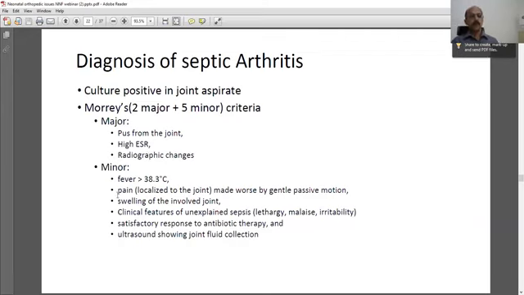Minor findings would be the typical findings of any inflammation and sepsis. Inflammation would be fever, calor, dolor. That is, the baby has a fever, the baby has pain which is worsened by gentle passive motion, and there is swelling, and also these are the general features of inflammation around the local area. Apart from that, any features of sepsis, lethargy, malaise, irritability, are all minor features individually. Though lethargy, malaise, and irritability are put as a single line, one of them is also taken as a minor criterion. A satisfactory response to antibiotic therapy, that is, test of treatment, is also one of the minor criteria, and ultrasound showing joint collection or joint effusions.